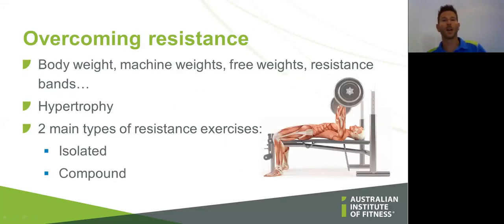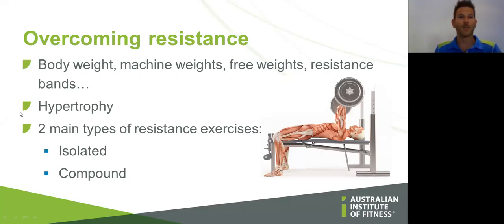When we start looking at overcoming resistance, we need to think about the types of resistance that we use in the body. The types of resistance we use in exercise programs are essentially determined by the client's training ability and training age. Some examples are body weight, machine weights, free weights, resistance bands, chains, medicine balls. There's countless things that you can be doing.